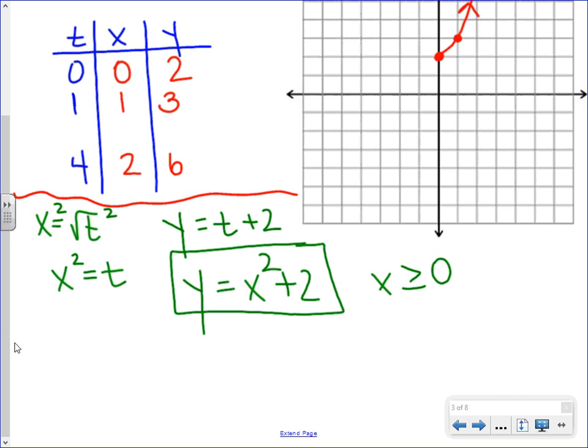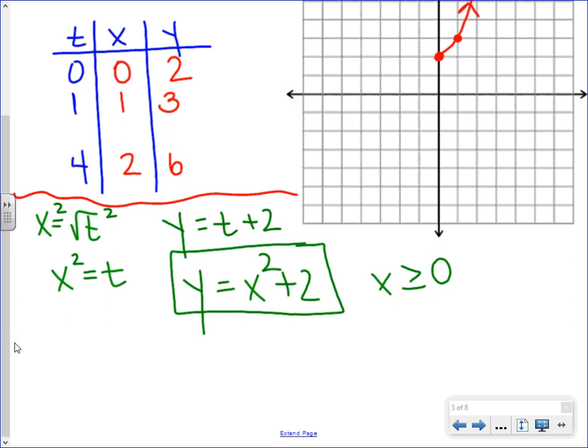Don't be tricked by the domain. If you have a square root in your parametric equation, that really needs to stick out to you, and you need to be careful with the domain. What else would we need to be careful about as far as domain is concerned?